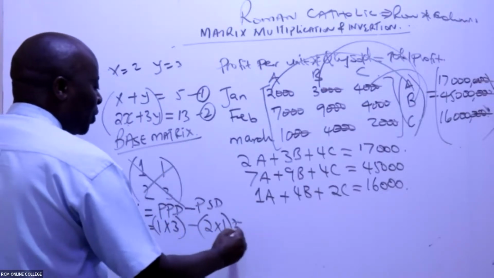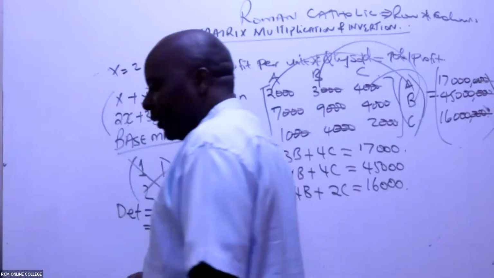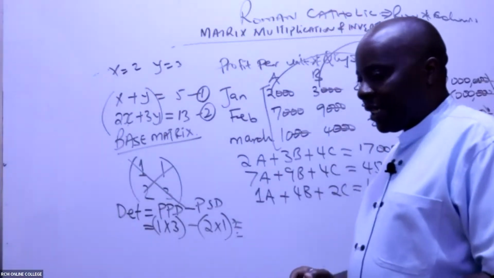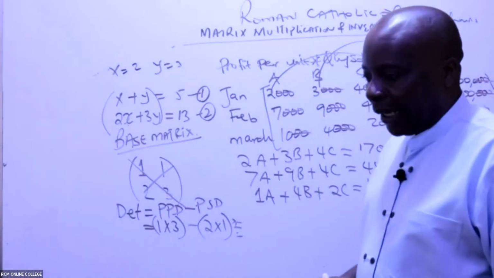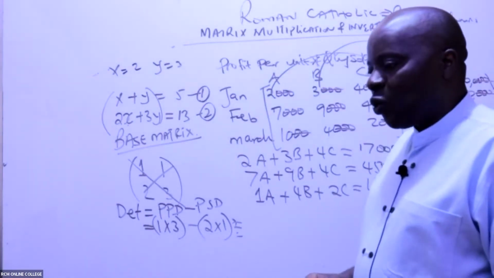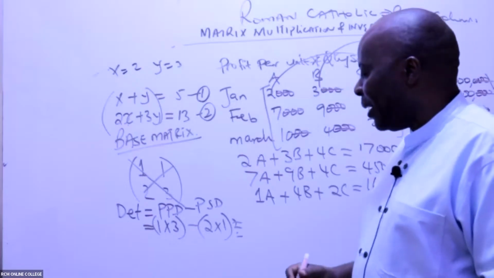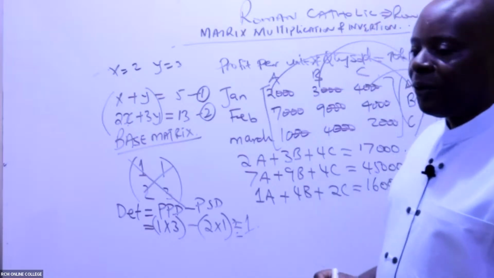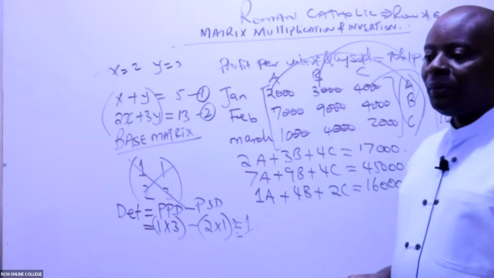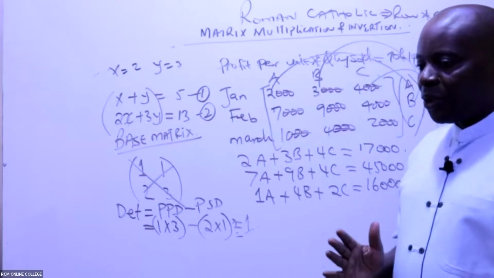So in this case, ladies and gentlemen, what do I have here as the determinant? I'm being given the answer by Elvis there. I'm waiting to be given these answers by many students. So the determinant of the base is 1. Thank you so much.